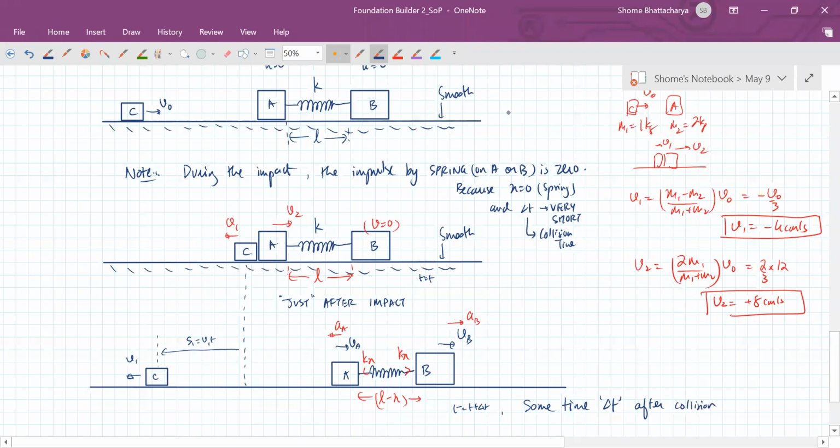Okay, so if we picture, this is before impact. This is just after impact, and this is sometime after impact. So if we compare diagram 2 and 3, in that we can treat A plus B plus spring like a system to which we can apply the conservation principles. And that's what we'll do next.